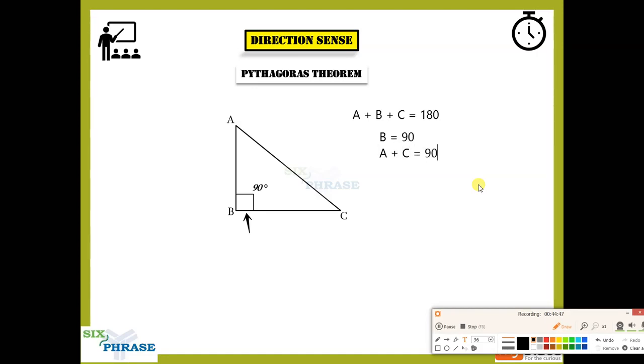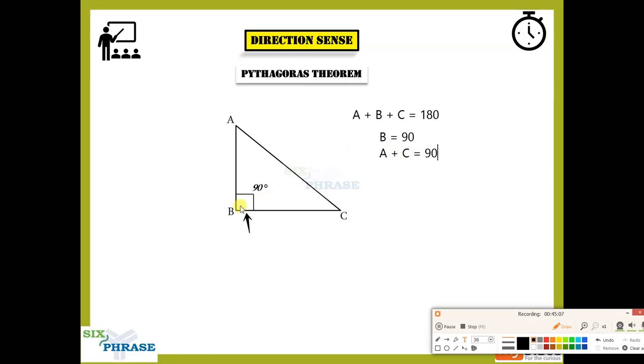So we call these complementary angles. A and C are complementary angles because the sum of them is 90 degrees. So you cannot have A to be 90, and you cannot have C also to be 90. There is only one angle in a triangle which can be 90 degrees, and that angle here is angle B.